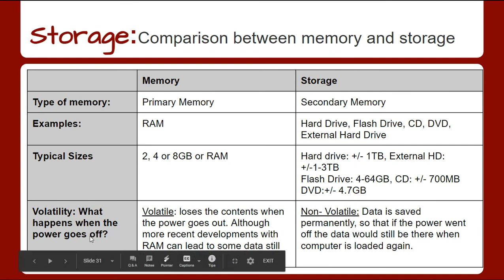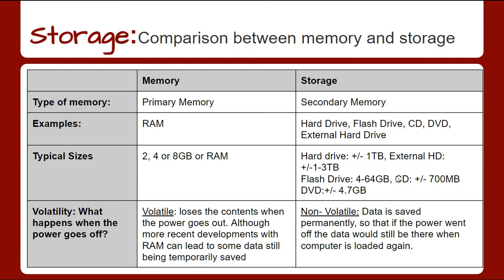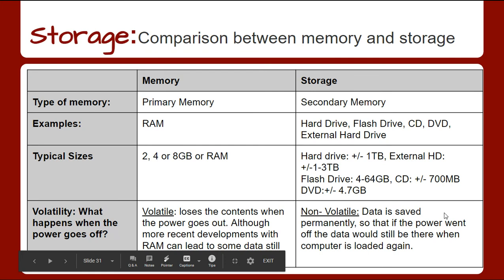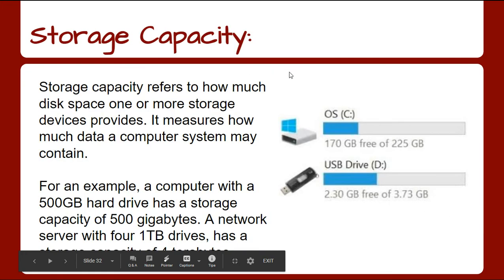Volatility, what happens when the power goes off? It loses the contents when the power goes out. But more recent developments with RAM can lead to some data still being temporarily saved. Non-volatile means data is saved permanently, so if the power went off, the data would still be there again when the computer is loaded.